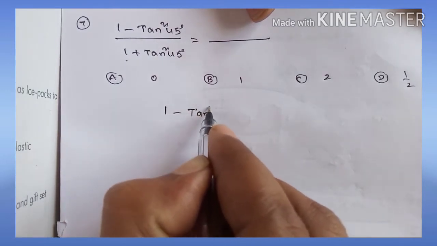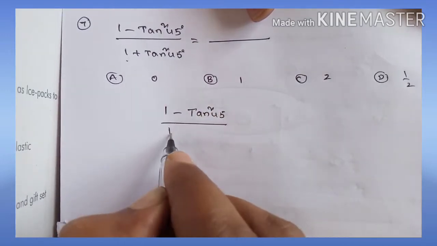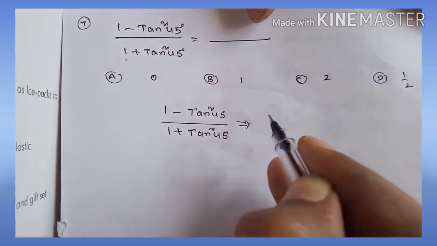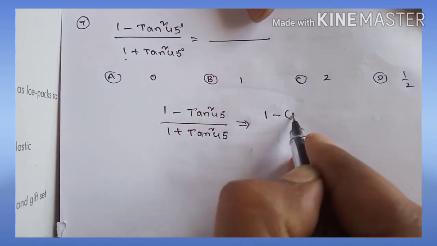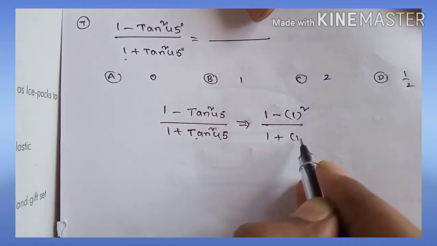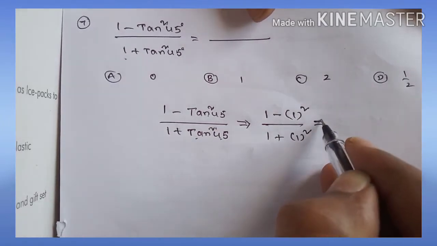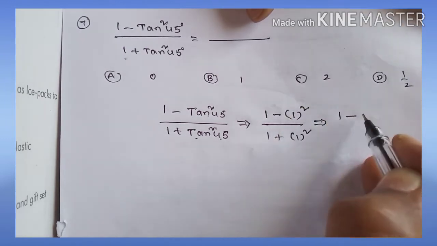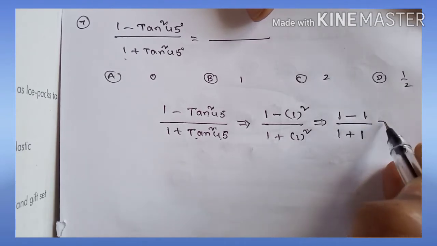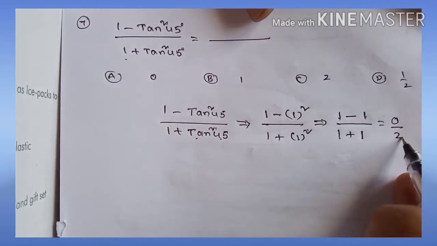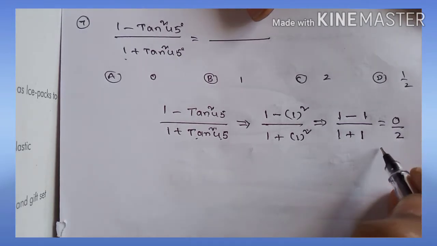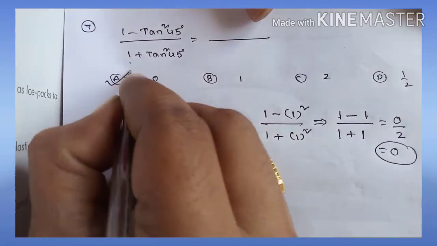Now the next problem: 1 minus tan square 45 by 1 plus tan square 45. We know tan 45 value is 1. So 1 minus 1 square by 1 plus, here also tan square 45, so here also 1 square. What could be the result now? 1 minus 1 square value 1, by 1 plus 1 square value 1. We know 1 minus 1 is equal to 0 and 1 plus 1 is equal to 2. So 0 by 2 is equal to 0. So the option is A.